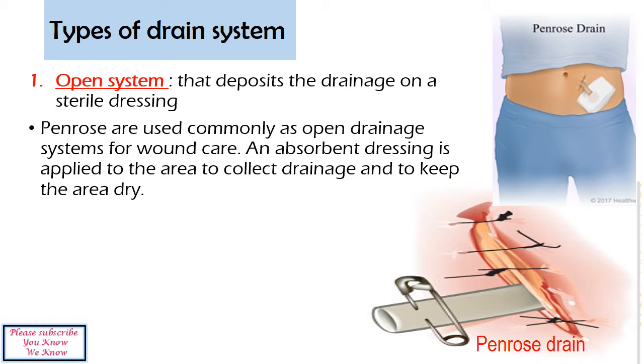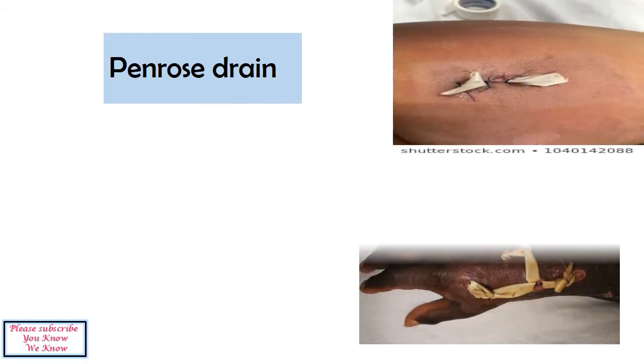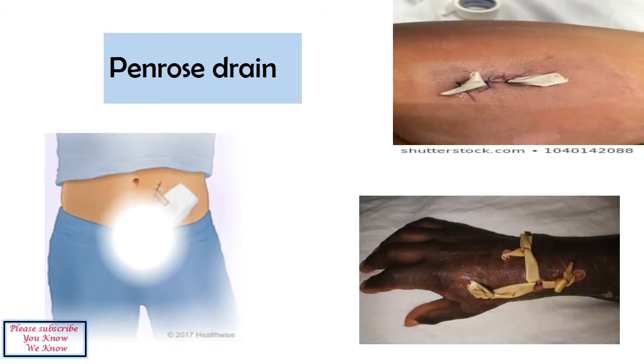Penrose drains are commonly used as an open drainage system for wound care, and an absorbent dressing is applied to the area to collect drainage and to keep the area dry. It uses a small plastic tube that collapses easily and has a safety pin or clip attached to keep it in place. These are some examples of Penrose drain.